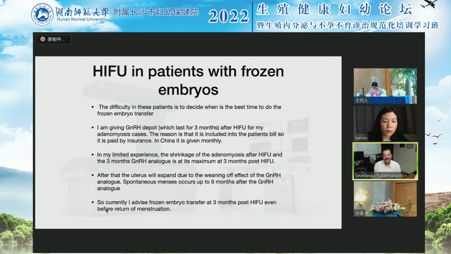So currently, I'm advising all my patients who have frozen embryo transfer to transfer the embryo 3 months after the HIFU treatment, even before the return of menstruation.